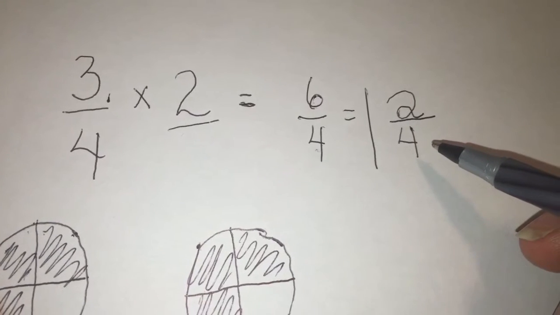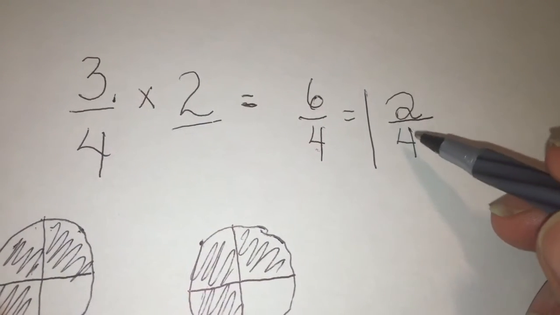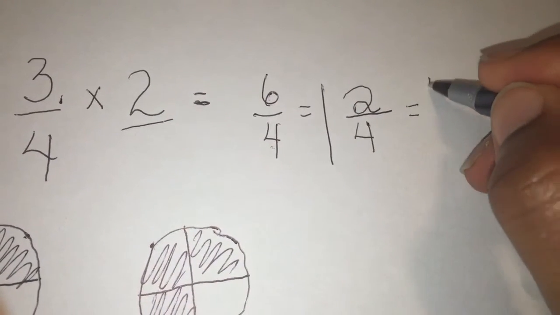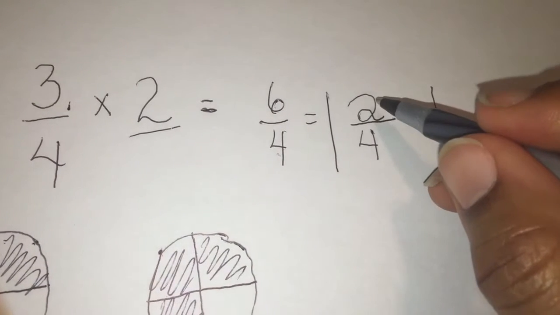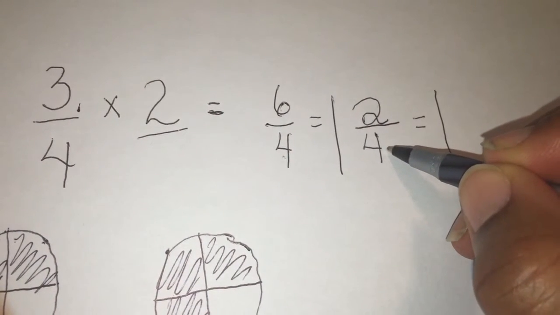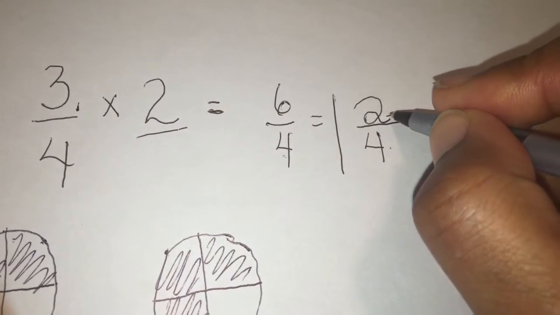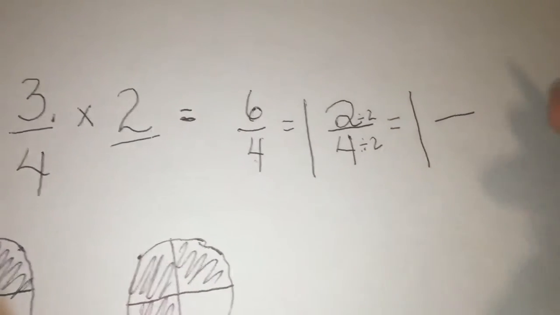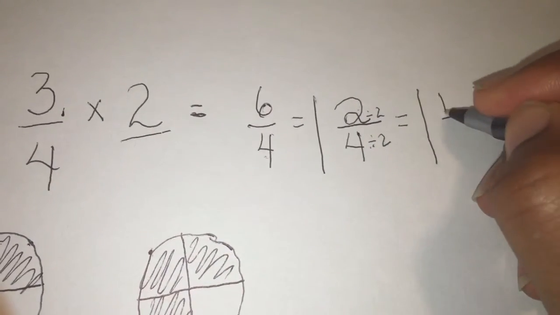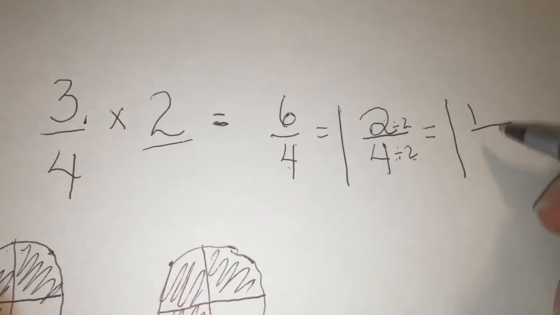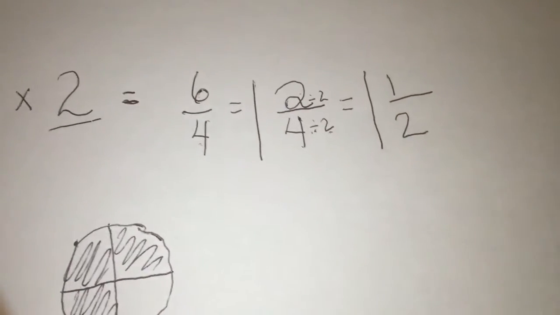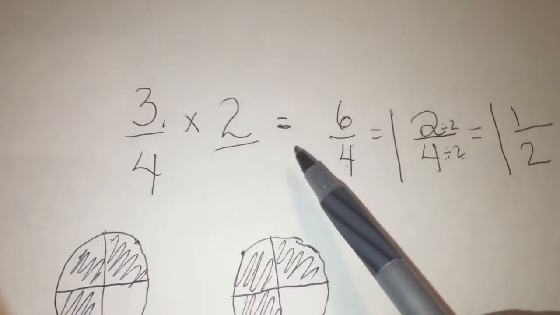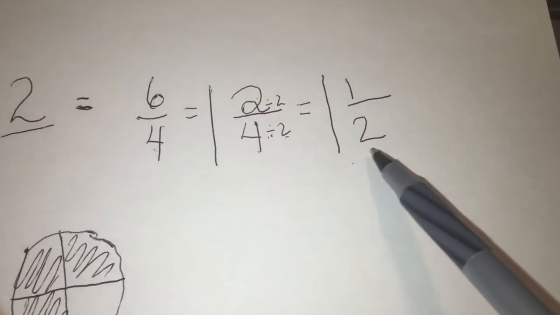Can I reduce that at all? Can I simplify this fraction 2/4? I know I hear all of you saying yes. 2/4 can be divided by 2 on the top and 2 on the bottom. 2 divided by 2 is 1. 4 divided by 2 is 2. So my final answer to this problem, 3/4 times 2, is 1 1/2.